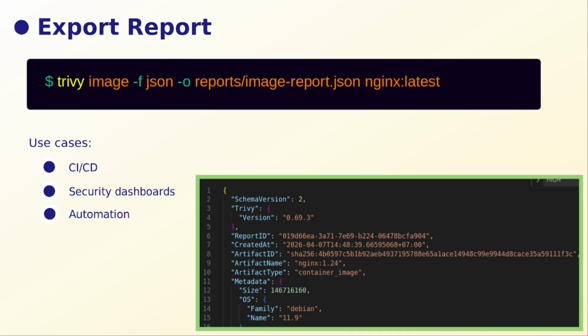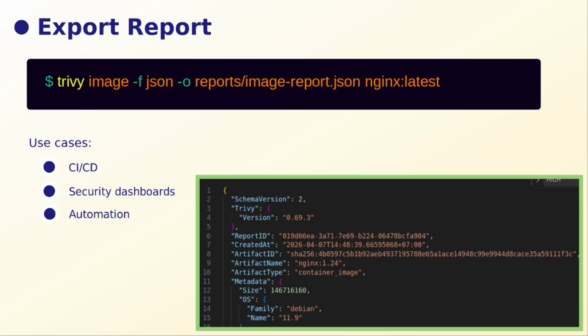Export report. Now let's move to the next step, exporting the scan report. We can use this command. This command tells Trivy to scan the image and save the result as a JSON file. Why is this important? Because JSON is machine readable. It means other systems can easily process this data. For example, after running this command, we can open the file image-report.json. Inside, we will see structured data: a list of vulnerabilities, severity levels, affected components, and fixed versions.